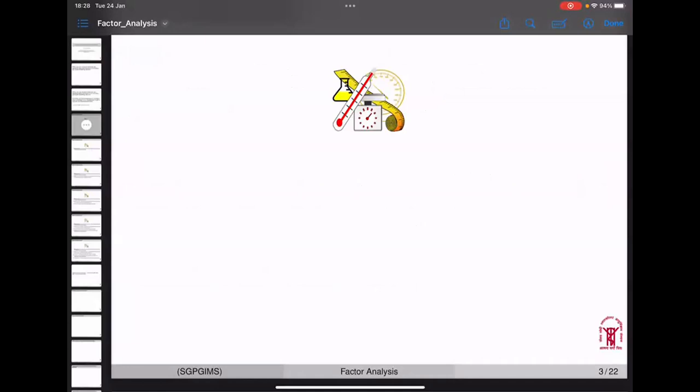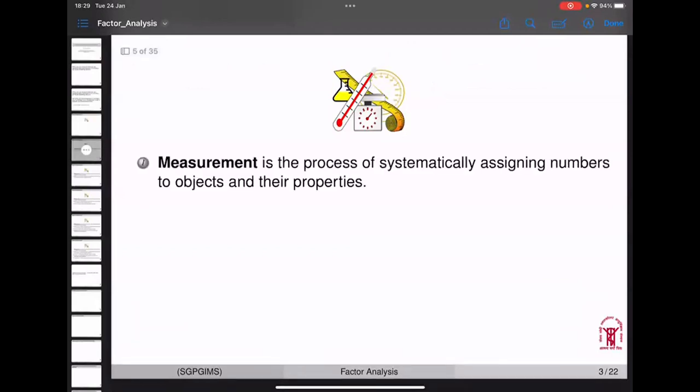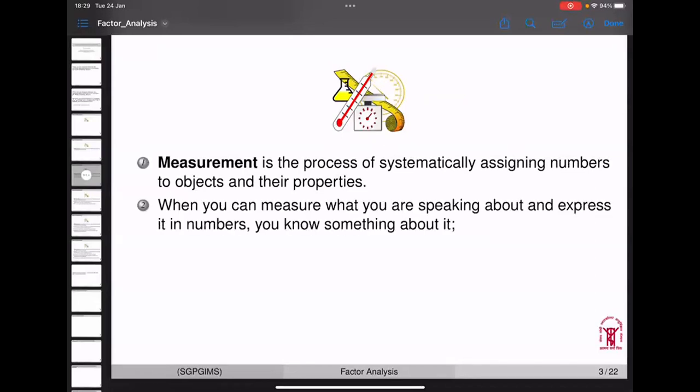So this is what science is all about, whether it is medical science, agricultural science, or even if we are doing anything in economics or in marketing, we want to convert a concept into numerical values. That is what research is all about. As I already discussed, measurement is the process of systematically assigning numbers to the concept or process under study, so that we can compare in which group, in which circumstances the measurements are high and in which circumstances the measurements are low. When you can measure what you are thinking of in numbers, you know something about it.